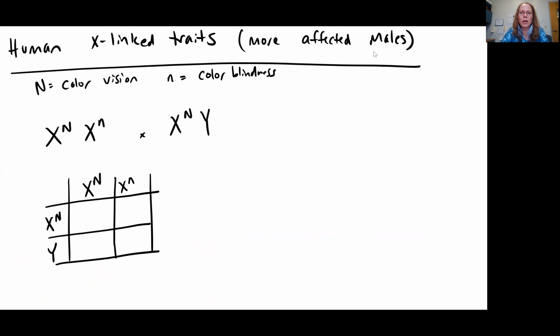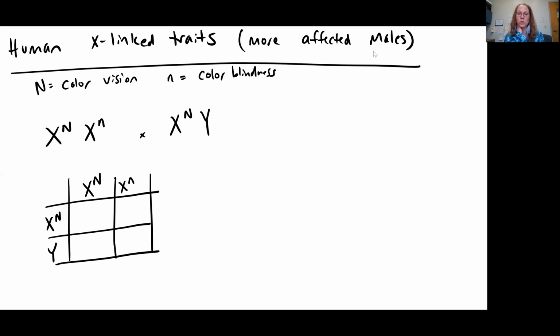Remember, we're going to see that there are more affected males than females. One example of an X-linked trait in humans is color vision, color blindness. Being able to see in color is dominant. Being colorblind is a recessive characteristic. So if we take a female who has normal vision, but she's a carrier for color blindness, she's heterozygous, and we cross that with a male who sees color, so here we have two normal individuals.